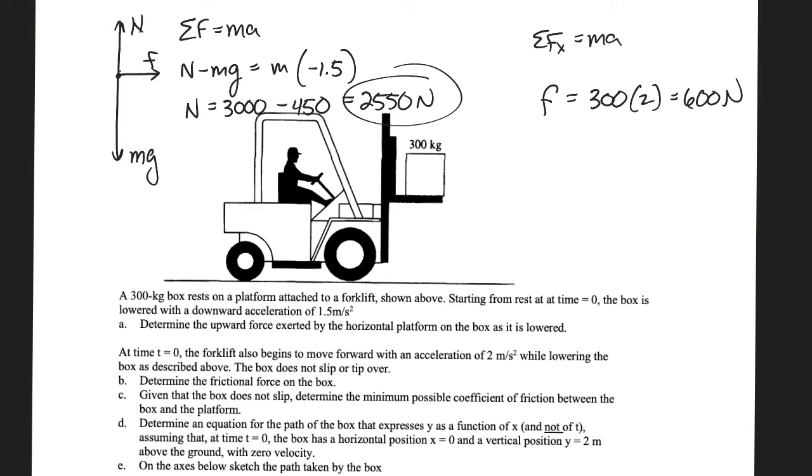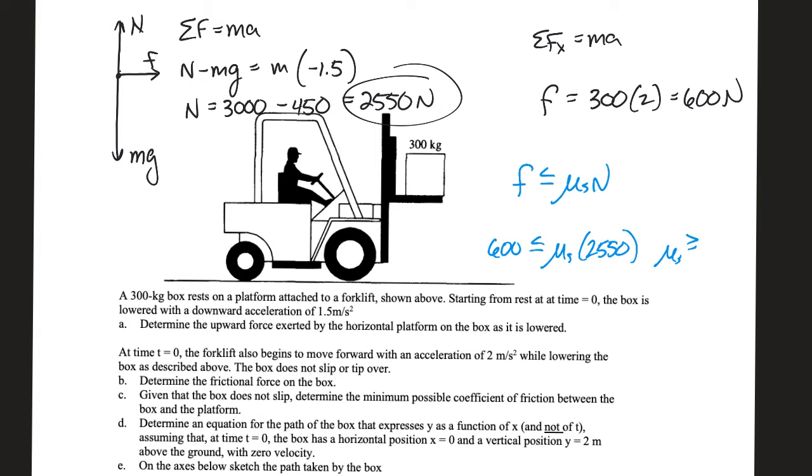That was pretty easy. Part C: given that the box does not slip, determine the minimum possible coefficient of friction between the box and the platform. This has to be static friction because there's no slipping of the box. There's really very little to do here. It is an inequality already. We're going to sub into the inequality. So 600 has to be less than or equal to mu times 2550. That's it.